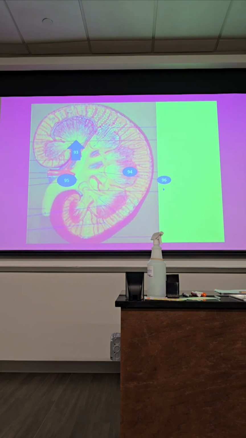Okay, let's see if you guys get this one right. What is 93? Renal papilla. What is 94? Minor renal pyramid. What about 95? Oh, I'm looking at 96. Renal pelvis. What about 96? Minor calyx.